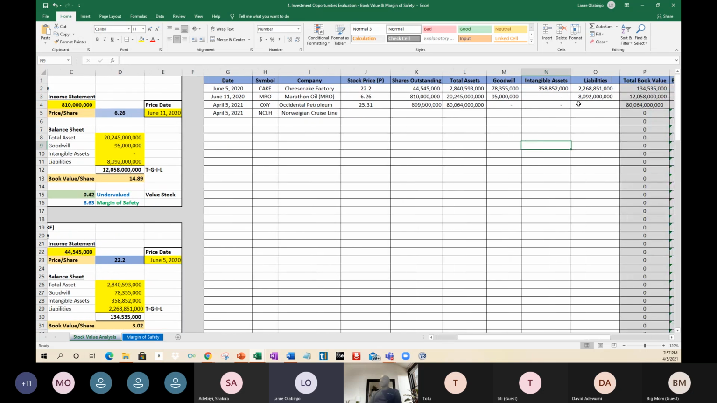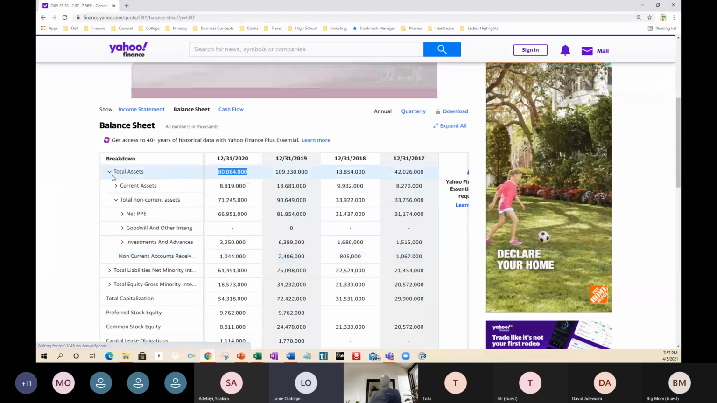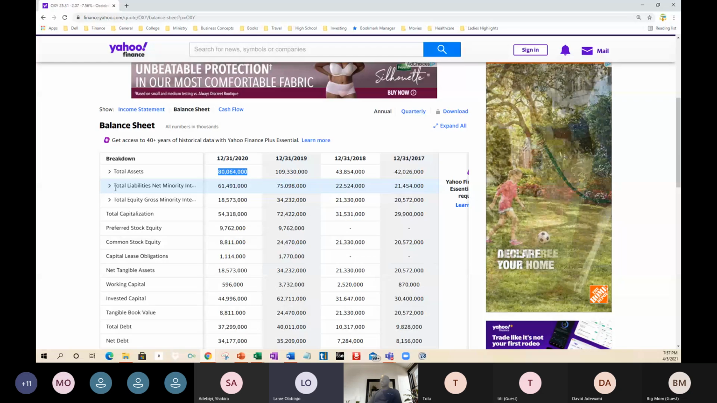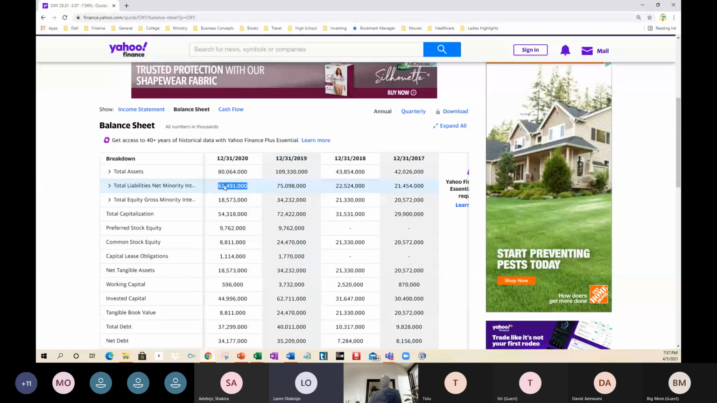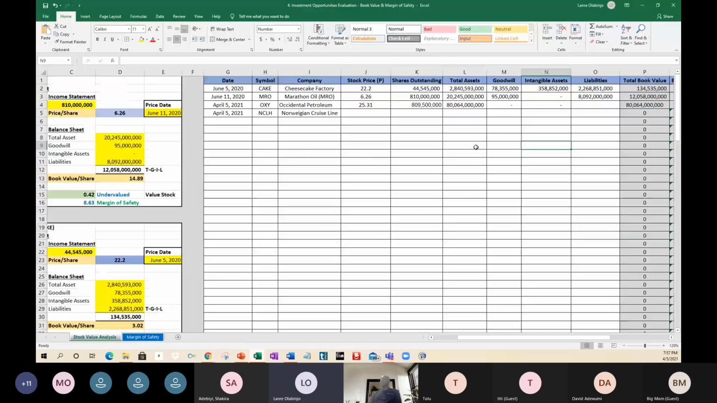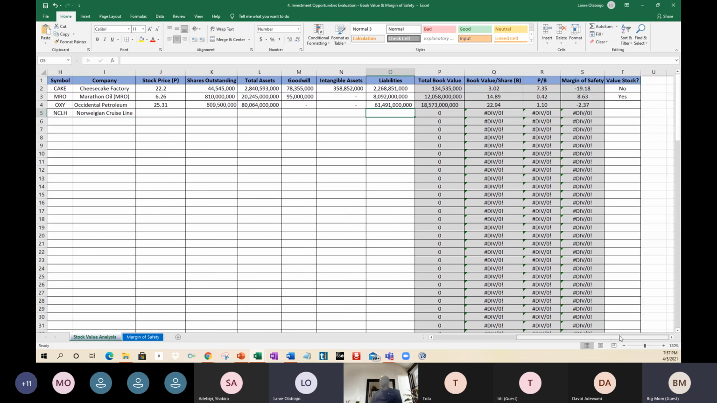Now, liabilities. Again, that's on their balance sheet. So we'll go back to that and look at the total liabilities. You can collapse that. The total liabilities for the end of last year is 61.49 million times 1,000. So, yeah, billion. Thank you, Danny. So we'll put that in here and add 3 zeros to it. If you do that, the worksheet will calculate everything else for you, right? It calculates the total book value, and then the book value per share, the price to book.